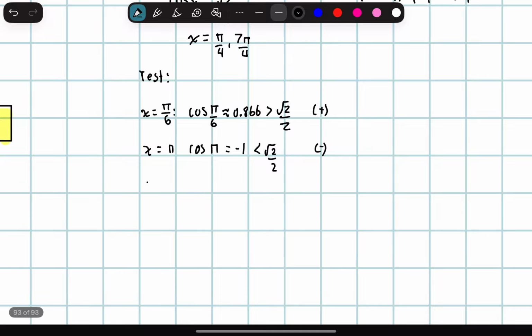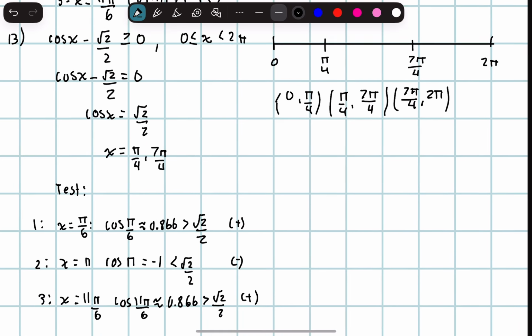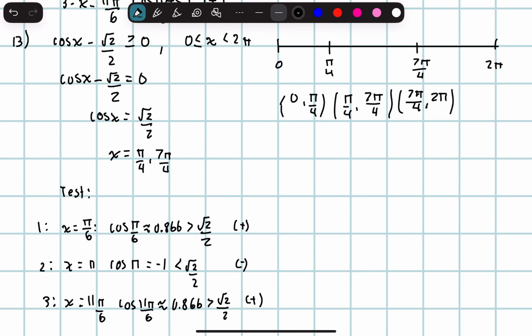Great. So now we have x is equal to 11 pi over 6 for our last interval. So we have cosine of 11 pi over 6, which is approximately equal to 0.866. That's greater than root 2 over 2, and that's going to be positive. So on our intervals, you can mark this first interval as positive, this second one as negative, and this last one as positive.